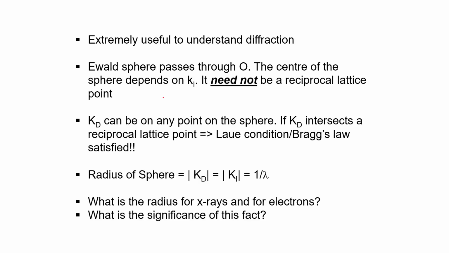The vector k_d can be at any point on the sphere. If k_d intersects a reciprocal lattice point, that means your Bragg condition is being satisfied. If your Ewald sphere has point O on itself, then only it will follow the Bragg law, otherwise it won't follow. So the radius of the sphere, as we discussed, is given by 1/lambda.